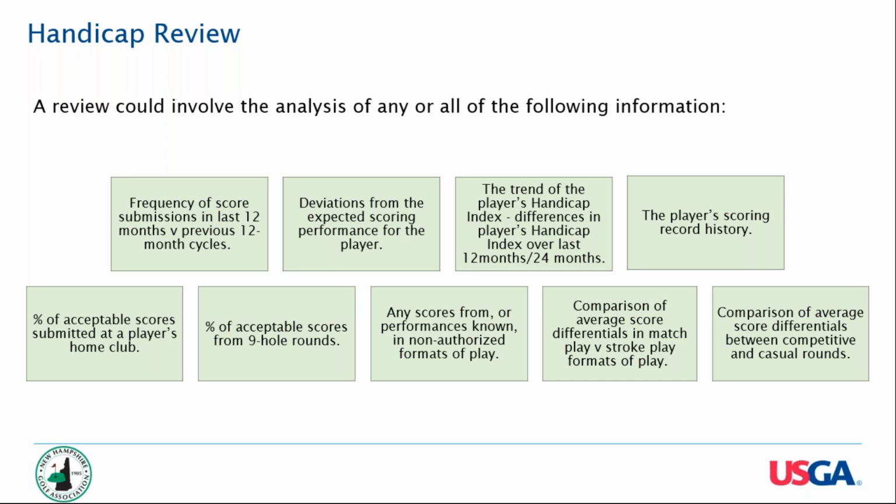Frequency of score submissions in the last 12 months versus the previous 12-month cycle, deviations from the expected scoring performance for the player, the trend of the player's handicap index, difference in the player's handicap index over the last 12 months or 24 months, the player's scoring record history, percent of acceptable scores submitted at a player's home club, percent of acceptable scores from 9-hole rounds, any scores from or performances known in non-authorized formats of play, comparison of average score differentials in match play versus stroke play formats of play, and comparison of average score differentials between competitive and casual rounds.